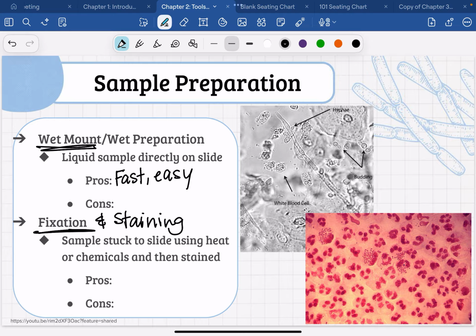And the other pro to this, the other good thing, is that it allows you to see cell movement. Because when we put a liquid sample that we haven't done anything to underneath a slide, those organisms will still be alive. So if we are looking for something that moves, that is going to be our best bet.